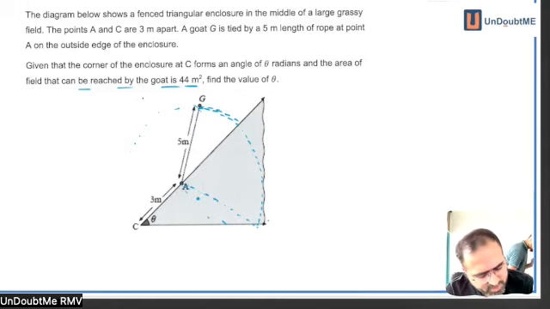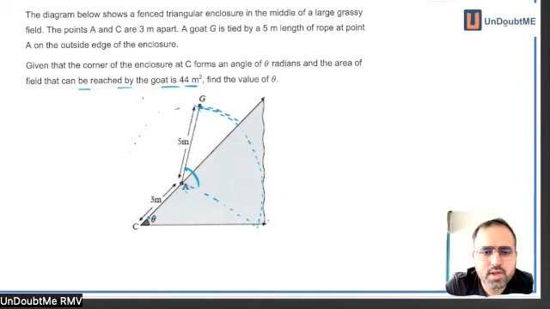Now, what is the connection between this angle and the given one? How do we connect them? Yes, anyone have any idea? I'll give you a few more hints.